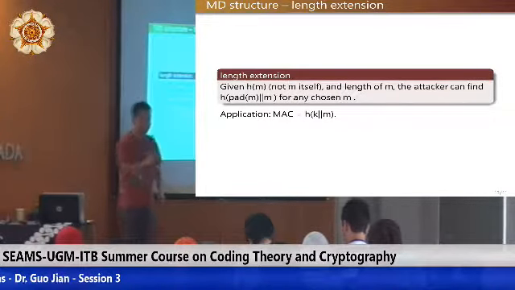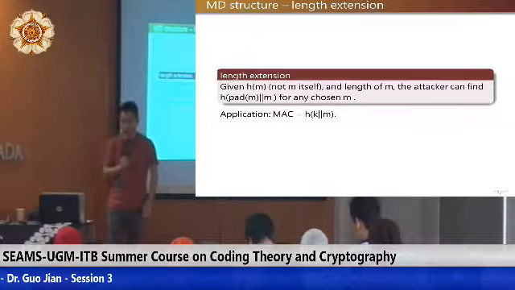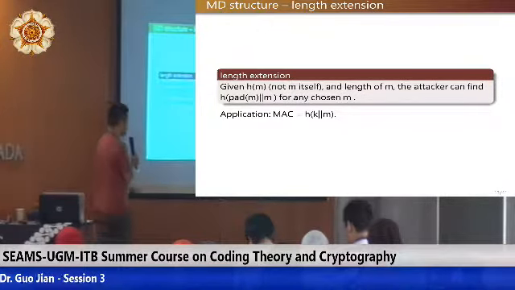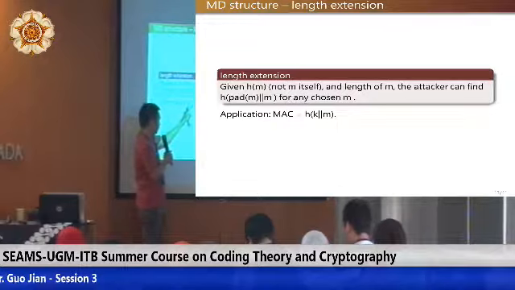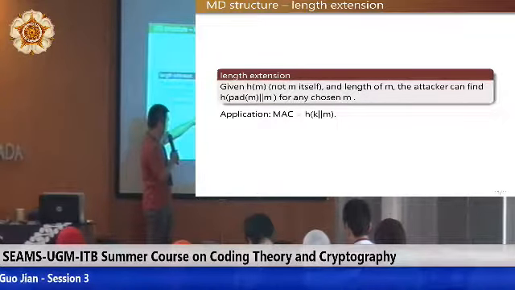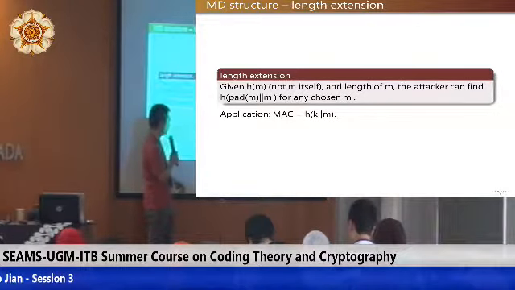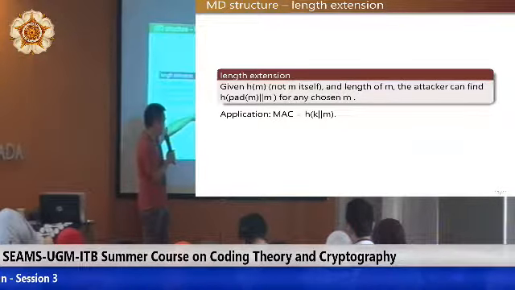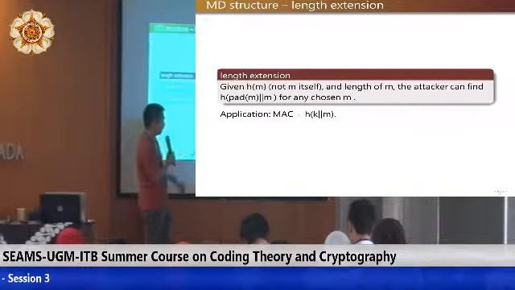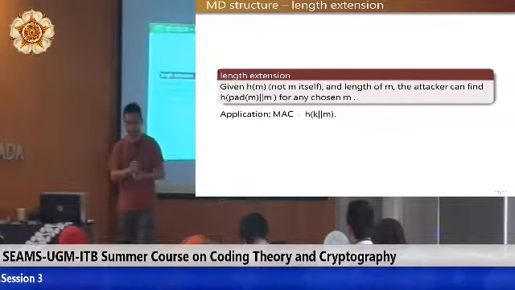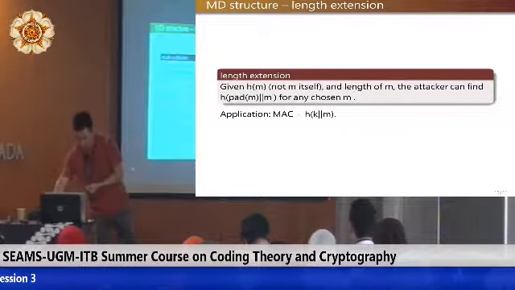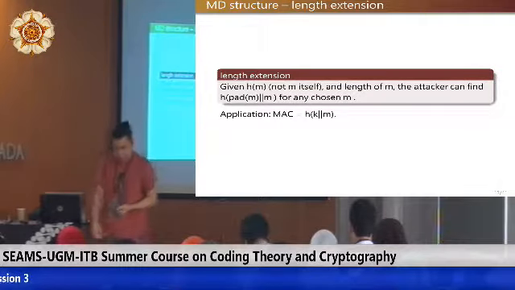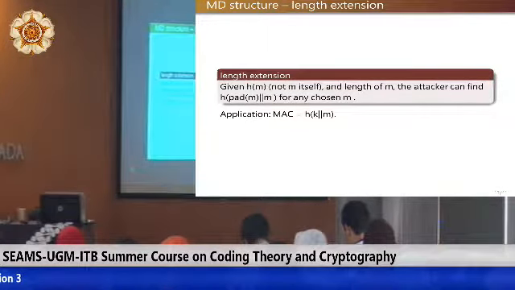Yeah. So this is a horrible problem for message authentication codes like this. If you have a message authentication code like this, which means the digest of key concatenated with message is the MAC, then without knowing the key, I can produce another valid MAC. So how do I do that? Without knowing the key, I can produce another message.